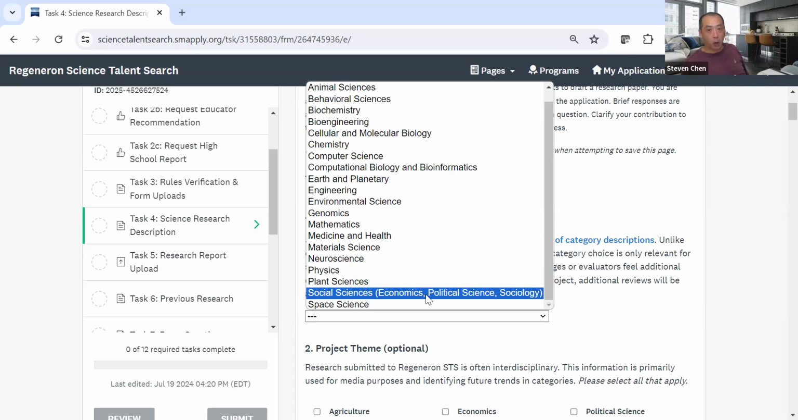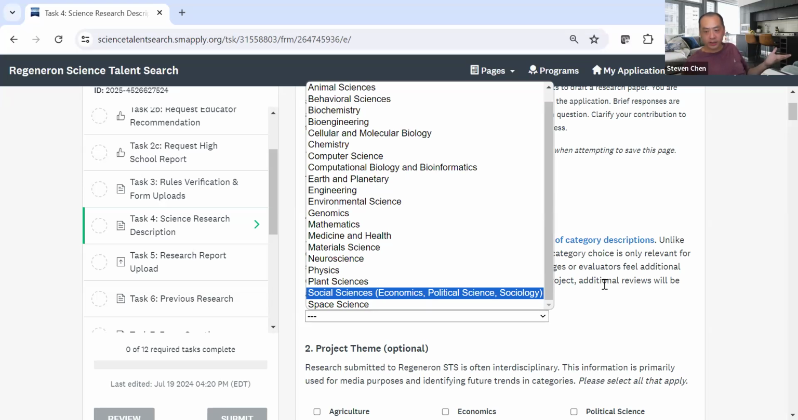But here you look at its scope. It's broader than that. It's not just about psychology or behavioral science, but it even covers other social science subjects like economics, political science, sociology. So basically, in other words, my research studies an economic problem. For instance, I developed a math model that studies resource allocation, or I built a dynamic stochastic equilibrium model to study the political system, right? Those are great projects for Regeneron STS.